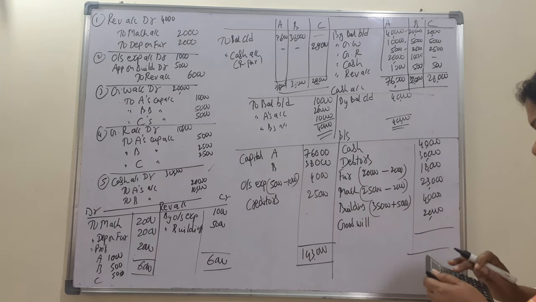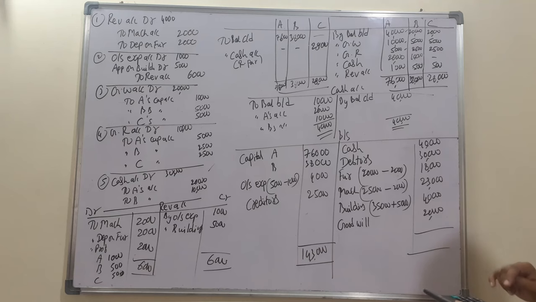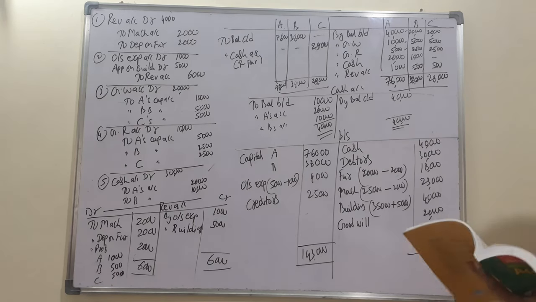Here also we will see this 40 plus 30 comes to 88,000. 88,000 plus 23,000 plus 60,000. It is 18,000, 23,000 plus 40,000 plus 20,000. 1,71,000. There is some difference. We'll see where we made the mistake.